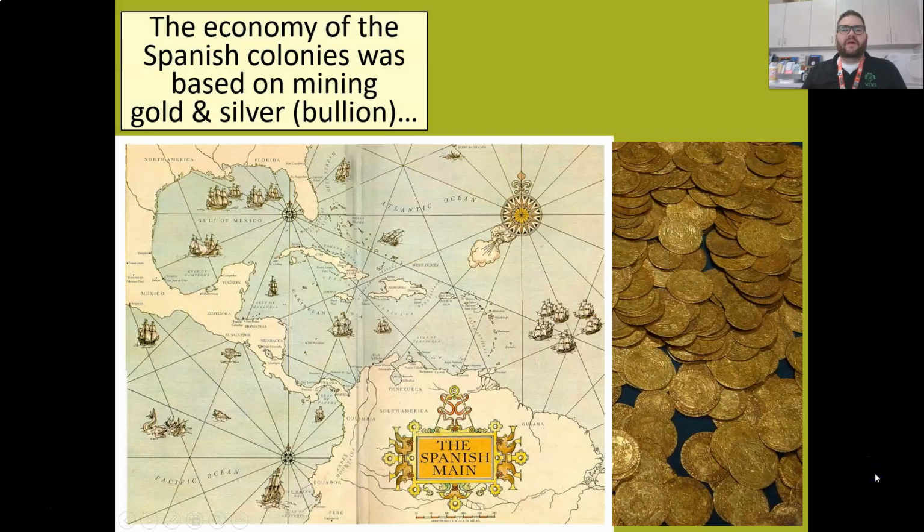The economy, or the ways in which people were making money and buying and selling goods within the Spanish colonies, was based upon gold and silver. It was known as bullion. We can see these old coins that were made out of gold and sometimes out of silver.